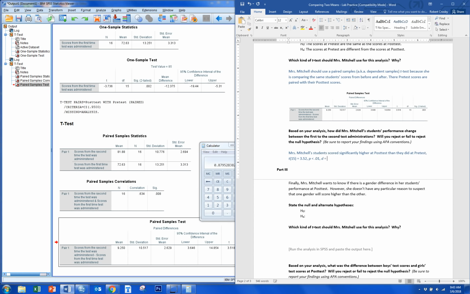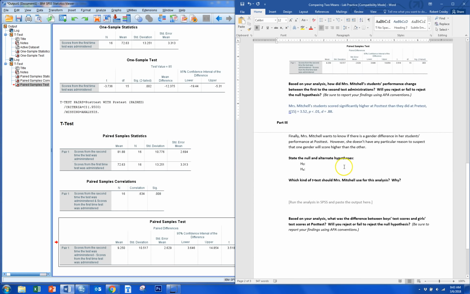D equals 0.88. So this is, again, because it's over 0.8, a large effect. So before they were well below average, now they've improved significantly, statistically significantly, because P is less than 0.05, in fact, is less than 0.01, and substantively significantly, because our effect size is large. So the students are doing better. That's good news for Mrs. Mitchell. That's almost certainly what she's trying to accomplish.